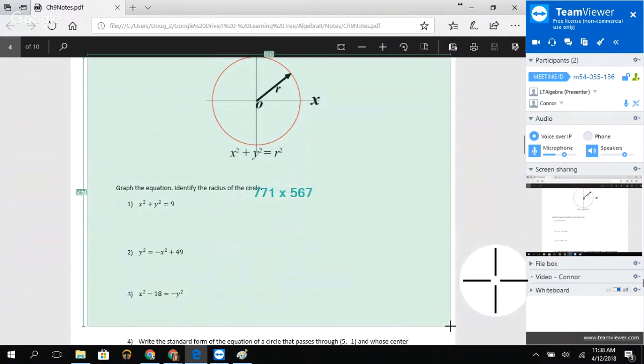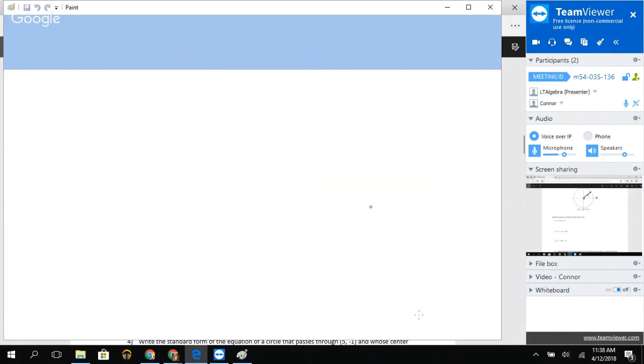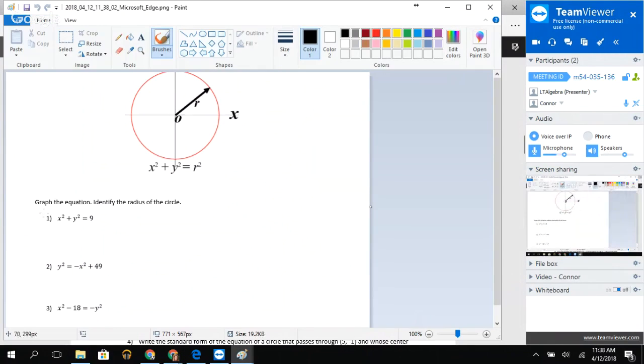Okay, so if I go back to my notes for 9.3, it says graph the equation, identify the radius of the circle. So all of these in this section, again, have an origin at 0. We haven't shifted our graphs at all anywhere. We have x squared plus y squared equals 9 as the equation that we want to graph. We know it's going to be a circle. All right, and it looks a whole lot like x squared plus y squared equals radius squared.